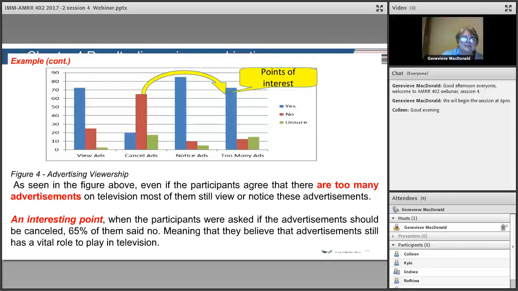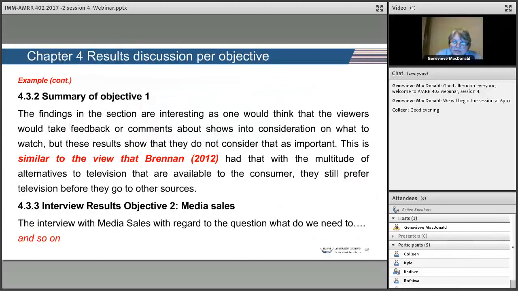Why do you see this pattern? As seen in the figure above, even the participants agree there are too many advertisements. They still view or notice it. That is your interesting point that you pick up there. But that means you really have to look at what these trends are saying to you about specific questions. And if there is a contradiction in terms, you need to highlight that, because that is the value that you actually get from the analysis.